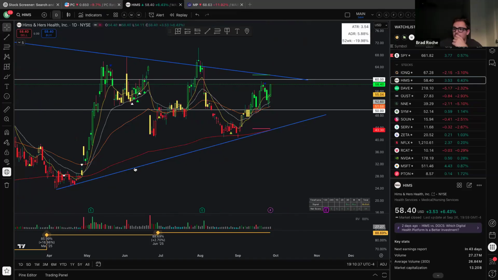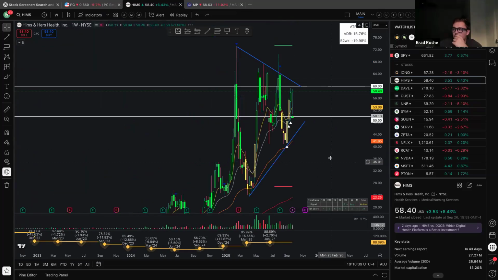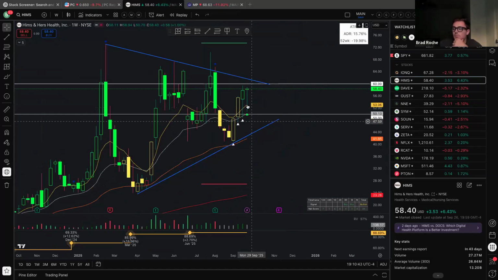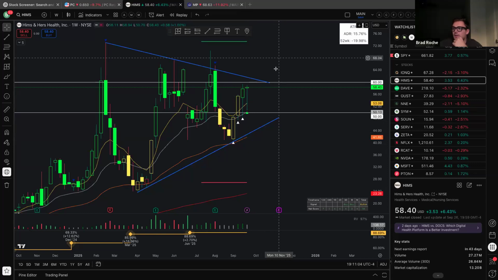So this one has a weekly squeeze and a weekly buy signal. With that being said, we had an inside candle here and this one looks great, right? So if we break this 58, 59-ish, 60, I'd be looking for this to break out into new highs.